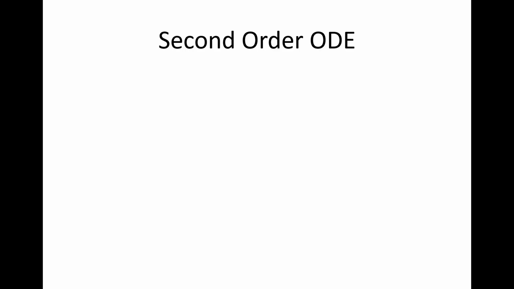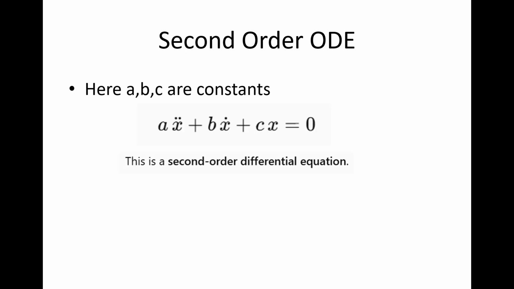So it's mx double dot plus bx dot plus cx equal to 0. That second order equation we will be taking. A, B, C are basically nothing but constants, and those constants we will eventually define in our C++ program.